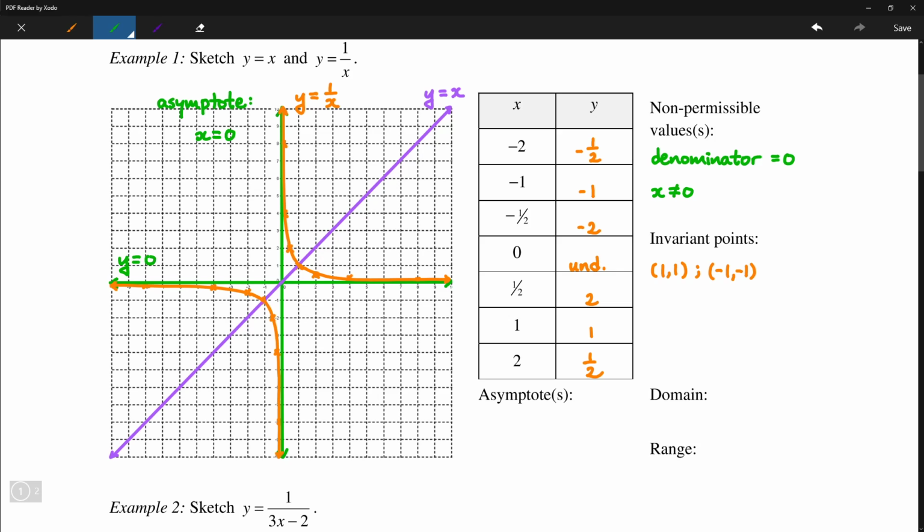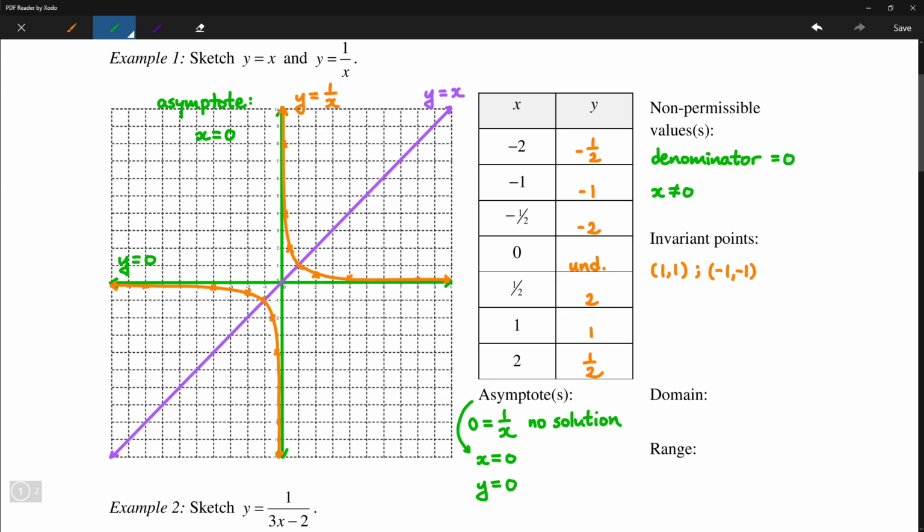To understand why y equals 0 is an asymptote, you have to consider that if y was equal to 0, then y equals 1 over x would become 0 is equal to 1 over x, and there is no x value for which this equation works. So there are no solutions here. As a result, the two asymptotes that we have are x equals 0, which is a vertical asymptote, and y equals 0, which is a horizontal asymptote.